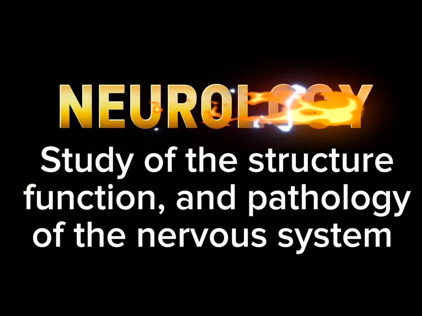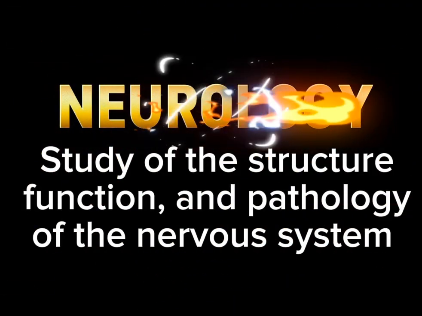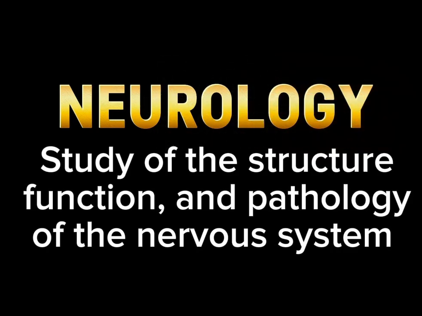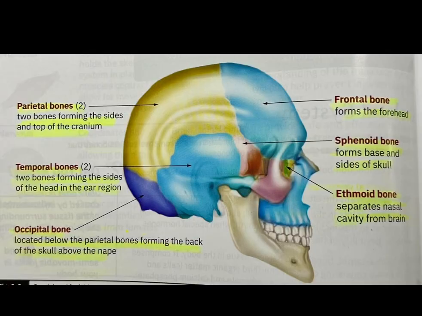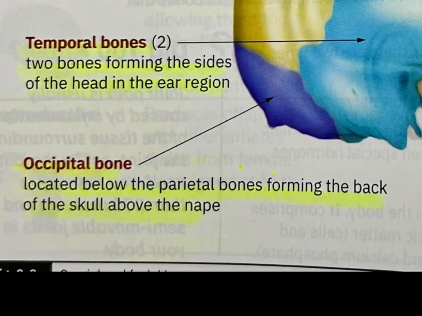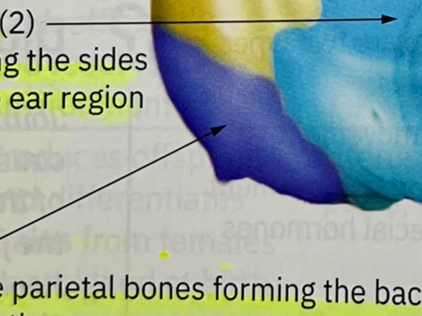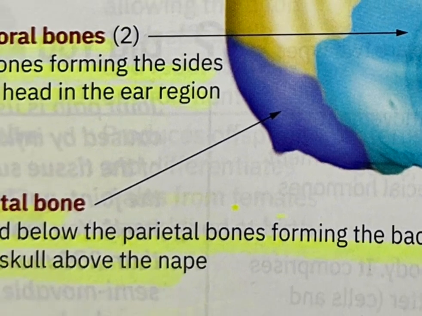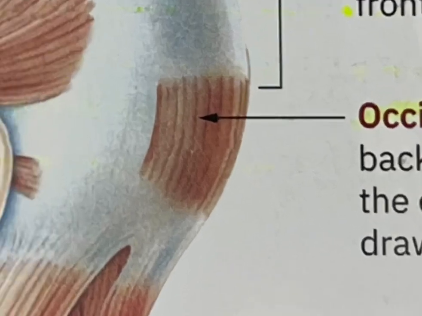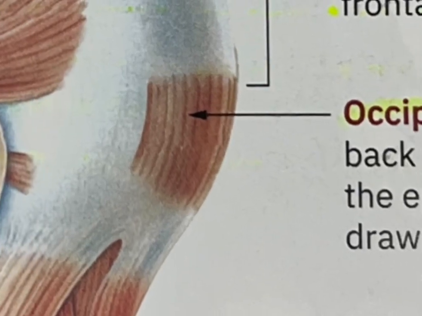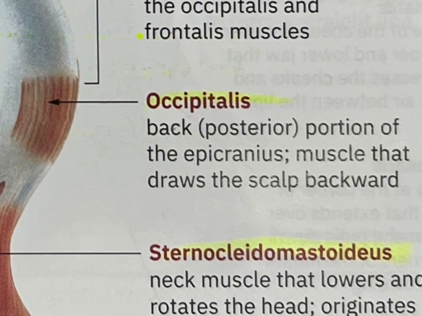Neurology, study of the structure, function, and pathology of the nervous system. Nucleus, specialized structure at the center of the cell, controls growth and reproduction of the cell and contains the cell's genetic material. Occipital bone, located below the parietal bones forming the back of the skull above the nape. Occipitalis, back or posterior portion of the epicranius, muscle that draws the scalp backward.